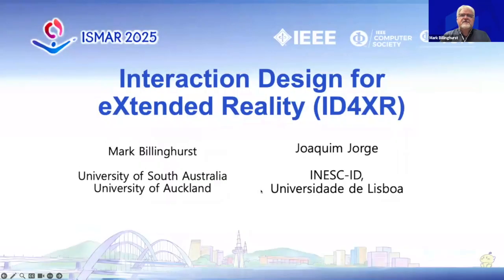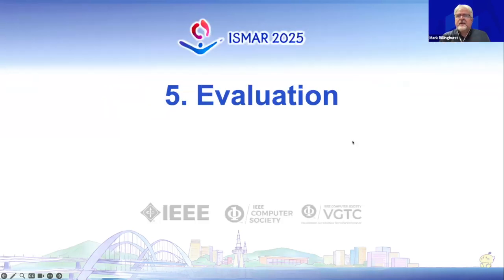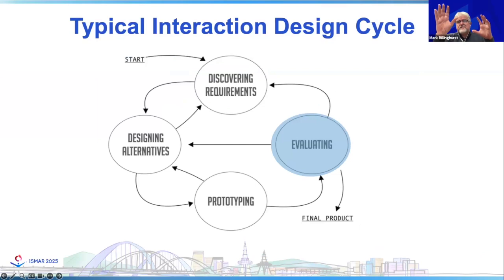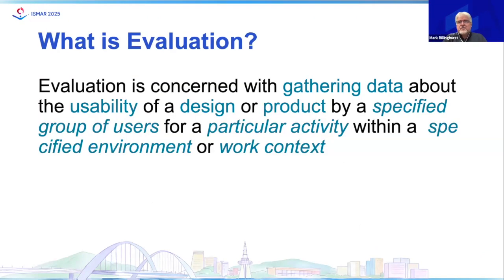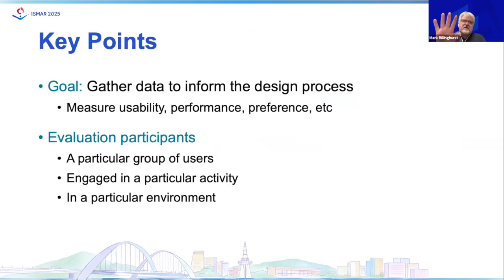So we've talked a lot about things now, and what I'm going to talk about now is how to do the user evaluation. You can imagine you've built the prototype, and now you really want to see if it really works. Evaluation is concerned with gathering data about the usability of the design or product or system by a specific group of people for a particular activity within a specific environment or work context.